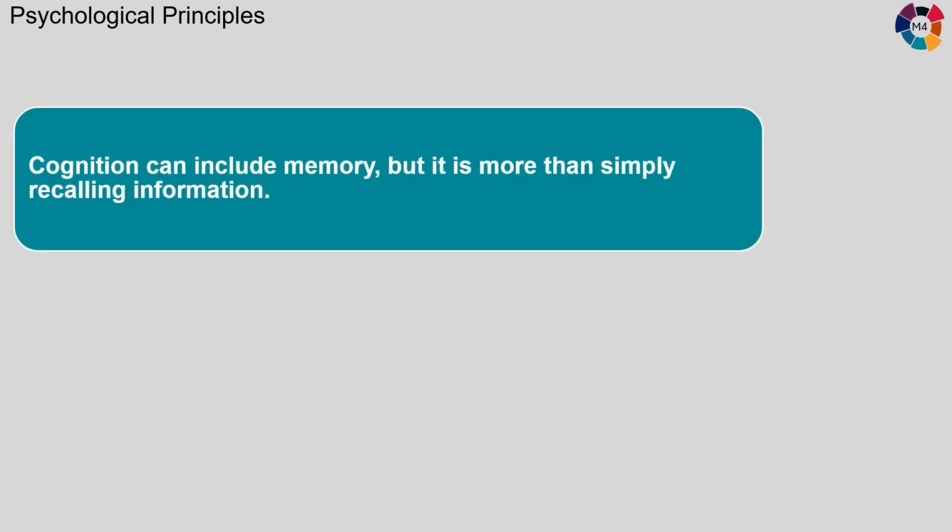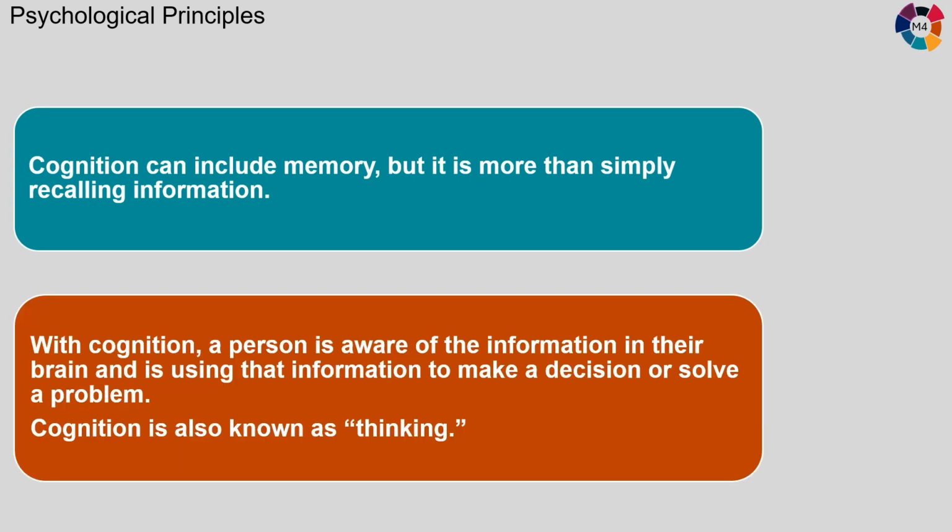Cognition can include memory, but it is more than simply recalling information. With cognition, a person is aware of the information in their brain and is using that information to make a decision or solve a problem. Cognition is also known as thinking.